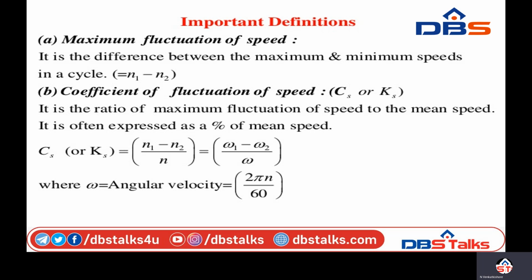And that is maximum fluctuation of speed. Majorly in every question we have to solve for maximum fluctuation of energy and maximum fluctuation of speed. These are the two terms we need to find out for any problem.